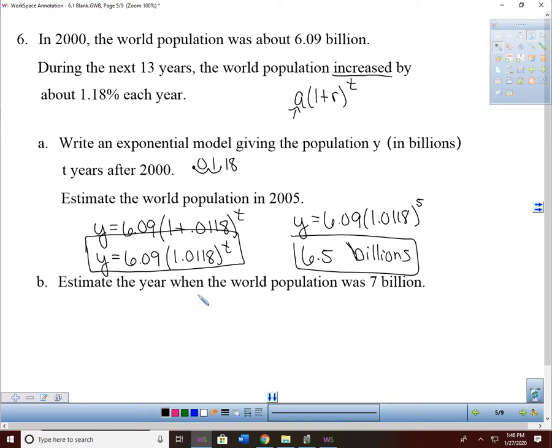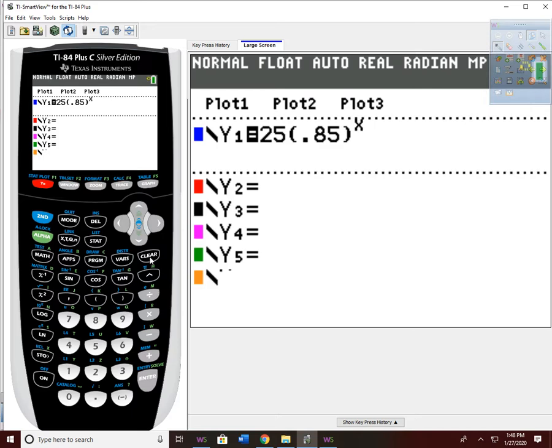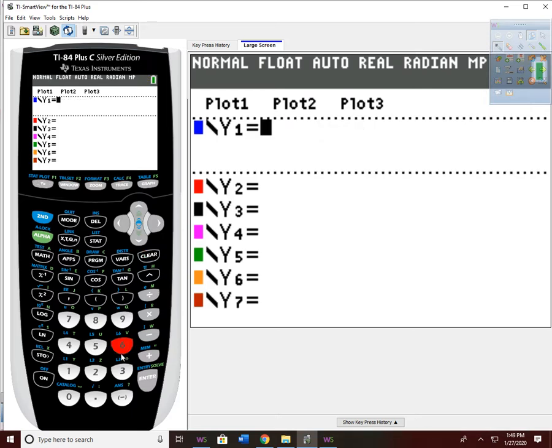So it says estimate the year when the population was 7 billion. So go grab your calculator, put in your equation, which was 6.09 times 1.0118 to the x, which is representing the t. So we are looking for a y value of 7. We want to figure out what year that would be. So I'm going to go to my table.